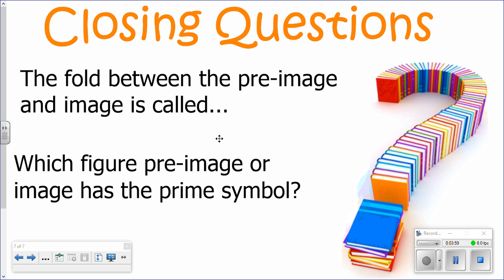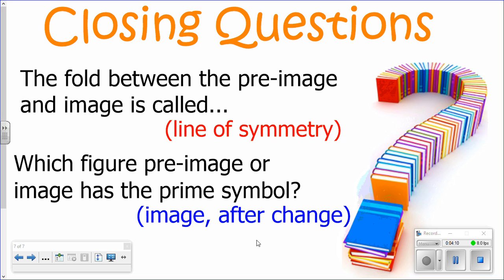The fold between the pre-image and the image is called the line of symmetry. Which figure, pre-image or image, has the prime symbol? It's the image, so it's after the change. So A, and then we change it to A prime.